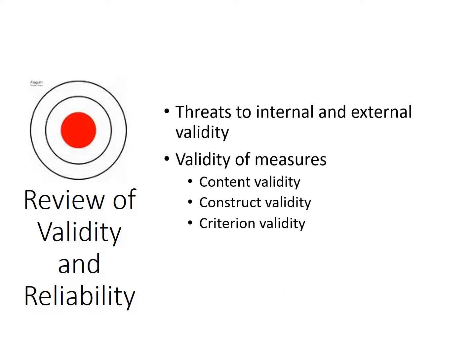Remember, we can look at validity as content, construct, and criterion validity. And in general, in validity, what we're talking about is, am I measuring what I want to measure? And can I make interpretations based upon that? And then reliability is the consistency of the measures that we're using. We cannot have validity without reliability. If our measures are not consistent, then we can't make conclusions based upon them.